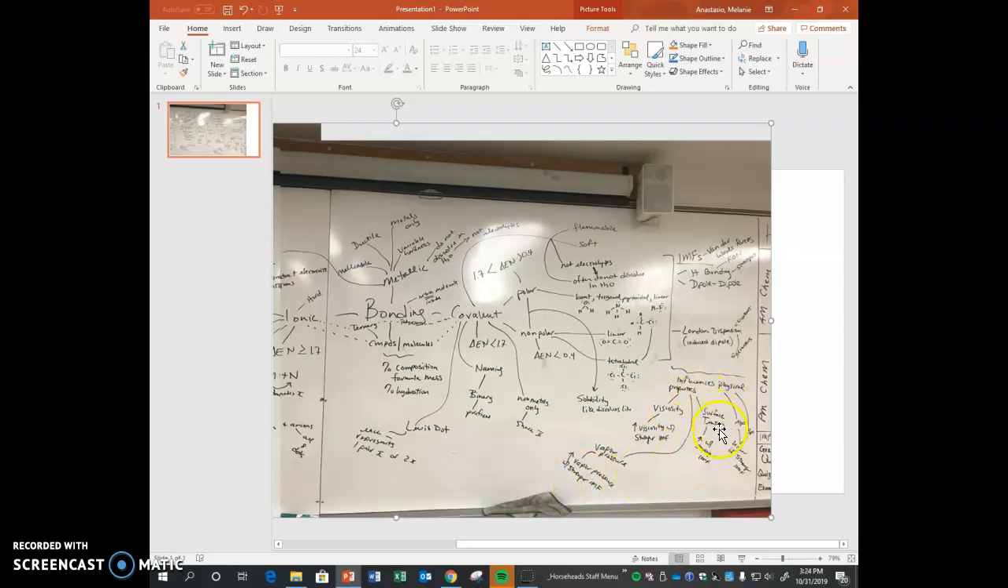And then you've got surface tension, as well as melting point and boiling point. So remember with these guys, the higher any of these are, the stronger the intermolecular force is.